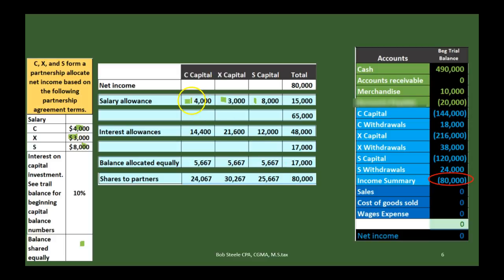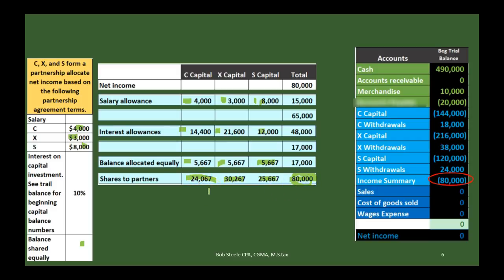So if we add these up now, C got 4,000 from the salary, got 14.4 from the capital, and then an even allocation for the rest of 5,667. So we are going to give 24.67 to C. X got 3,000 from the salary, got 21.6 from the capital, got 5,667 from the even allocation of the rest, gives us that 30,267. And then S got the 8,000 from the salary, 12 from the interest, and the 5,667 from the even allocation, and of course the 24.67 plus the 30,267 plus the 25,667 adds up to that 80,000. So this 80,000 will be allocated in this format.